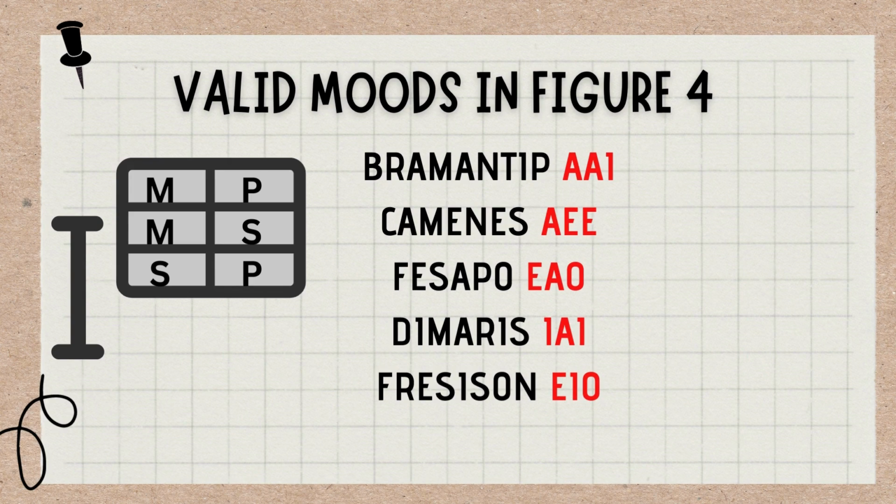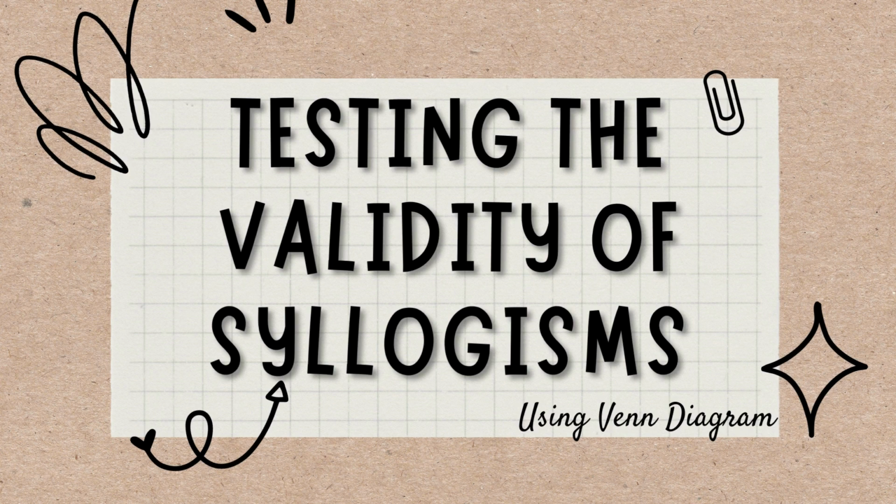And in figure 4, which is PM, MS, SP, some of the valid moods are AAI, AEE, EAO, IAI and EIO. As we have seen the valid moods in each figure, let's apply this knowledge in the upcoming examples and test. Let's find out if the syllogism is valid or invalid.